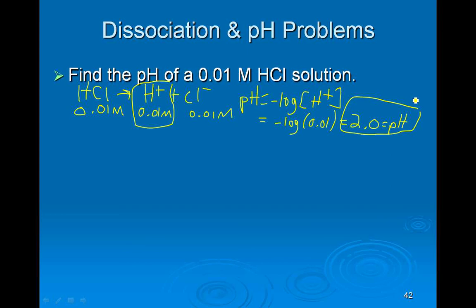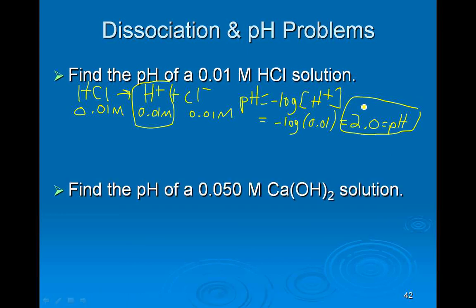Now let's do a different kind of problem. This one is the base. So find the pH of 0.05 molar calcium hydroxide. So first of all, what we want to do, we want to take calcium hydroxide and split it up. When it breaks up, you're going to get one Ca, which is a 2+, and two OH minuses. And what we really care about are the two OH minuses.